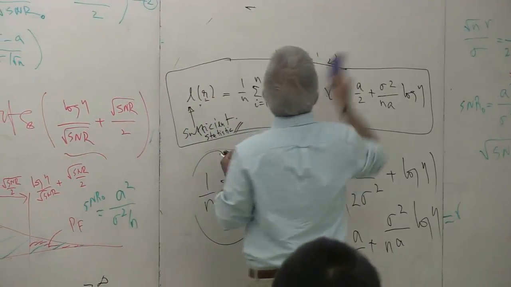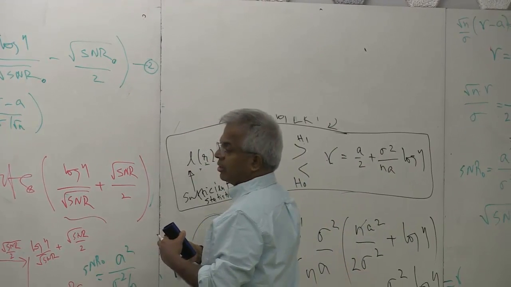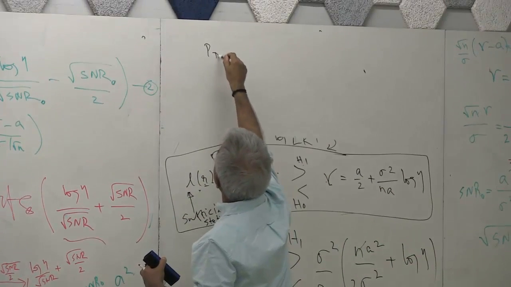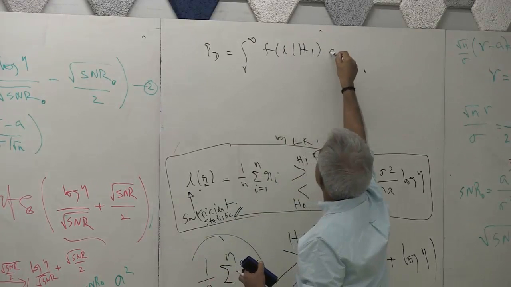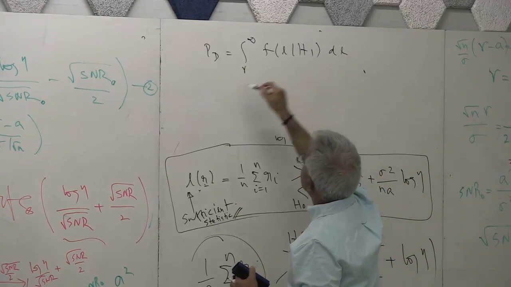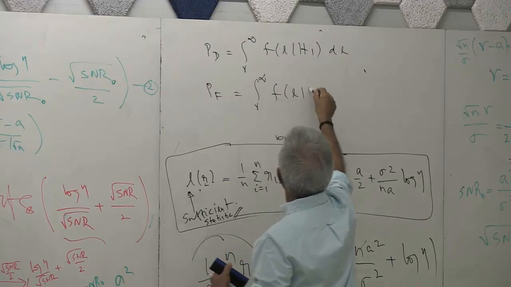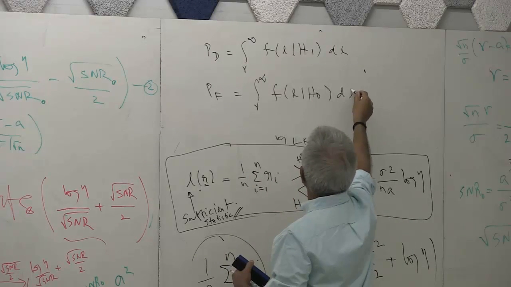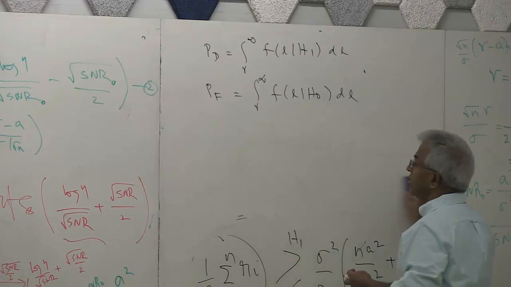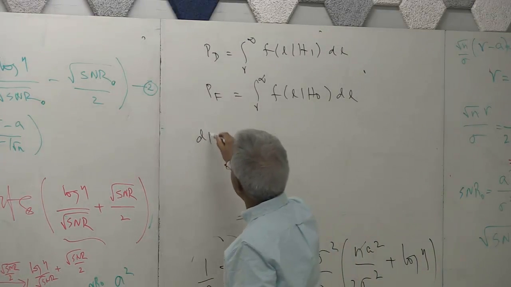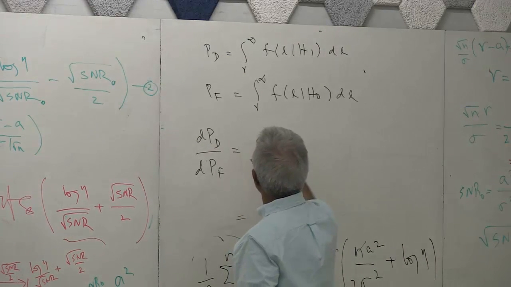So let me ask you, at least those of you who did, to see whether you can do this, and I'll give you an outline. Remember, we have already the expression for PD. PD is the integral from gamma to infinity of the probability density function of L under H1, dl. PF is the integral from gamma to infinity of the density of the sufficient statistic under H0, dl. My question to you is, I want to find out dPD by dPF. So I'll give you a clue.